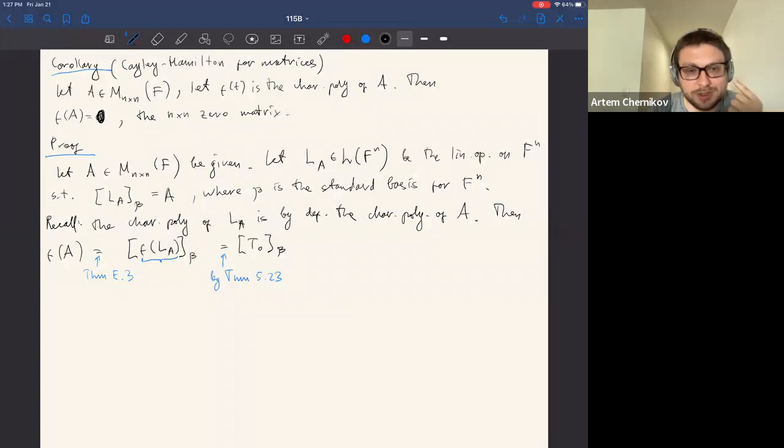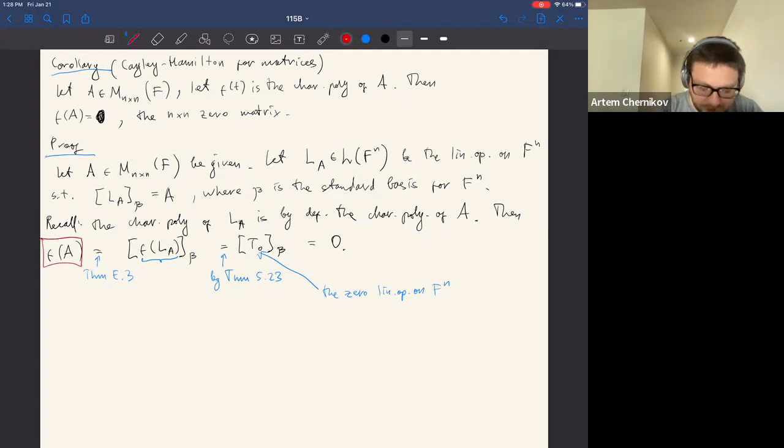So it's a linear operator which sends everything to 0, right? So recall, this is the 0 linear operator on Fn. And of course, the matrix representing it is the 0 matrix. So we get 0, right? So what we have obtained is that if I evaluate my polynomial f of A, which is the characteristic polynomial of the matrix A, on the matrix A itself, we get 0, which is exactly the statement of the corollary. So we have again this parallel for matrices corresponding to what we have for linear operators.